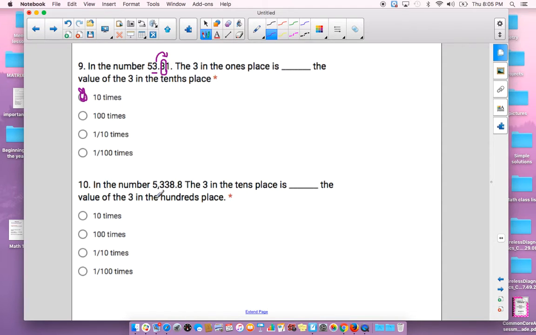Let's take a look at this. The number 5,338 and 8 tenths. The 3 in the tens place, underlining it, compared to the 3 in the hundreds place, circling it. This time I'm going from the right to the left. So remember, each time I move, it's times 1/10, and I only want one place value. So it would be 1/10.